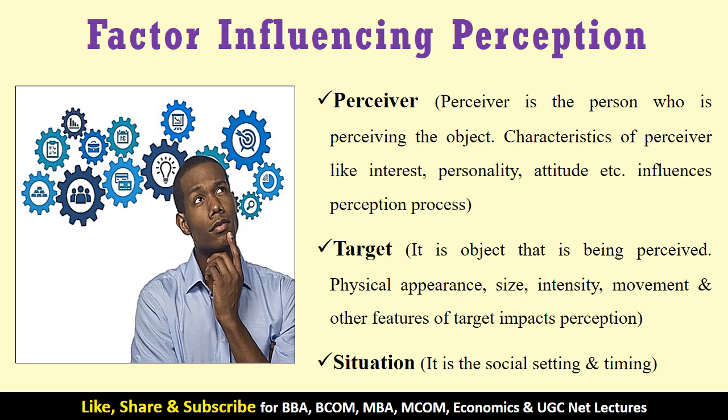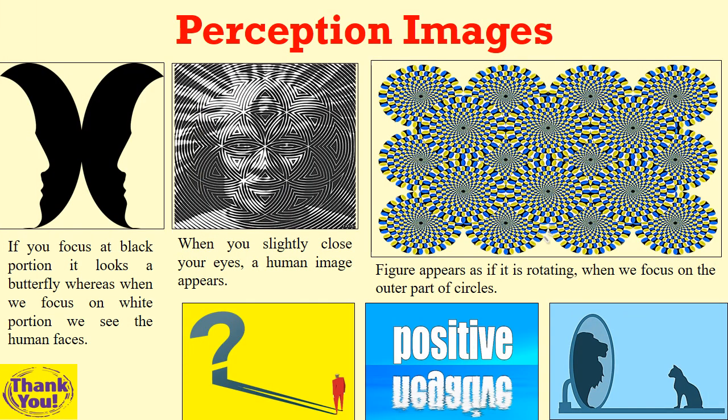Then the third thing affecting the perception is the situation in which the perception process is being carried out. The time and the social setting of the physical environment influence the perception process. These are some of the examples of perception, that how people perceive a particular thing in a different manner.